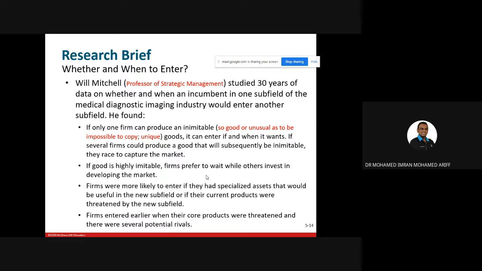Then if goods were highly imitable, that means goods yang boleh ditiru, firms prefer to wait while others invest in developing the market. Okay, kalau benda tu senang boleh tiru, that means semua orang they wait first. Tengok orang lain buat macam mana, so they wait. Okay, firms were more likely to enter if they had specialized assets that would be useful in the subfield or the current products were threatened in the new subfield. Okay, so if they had a specialized asset, specialized asset meaning they had something which is a good product, they will again wait because sebab akan ada another company yang ada produk yang sama, so they might be orang kata threatened lah.